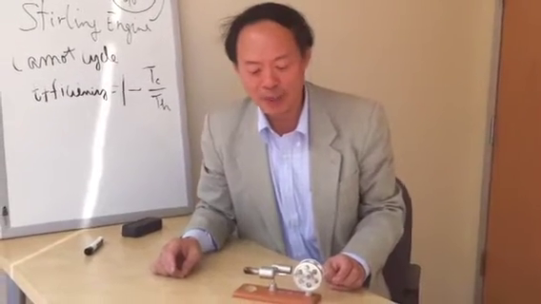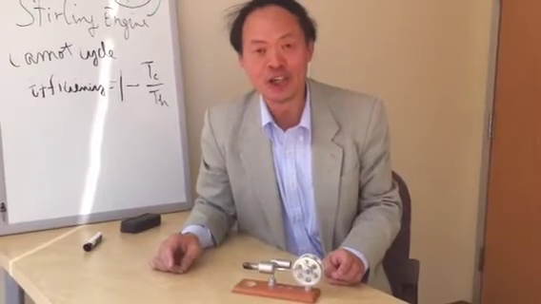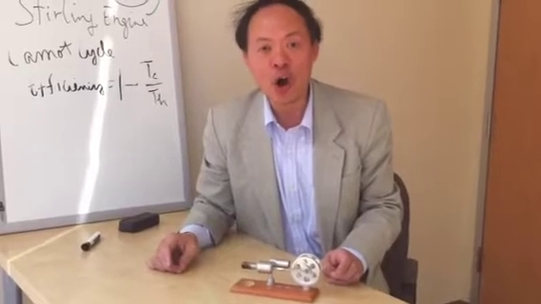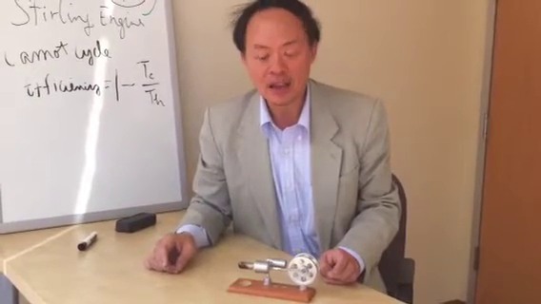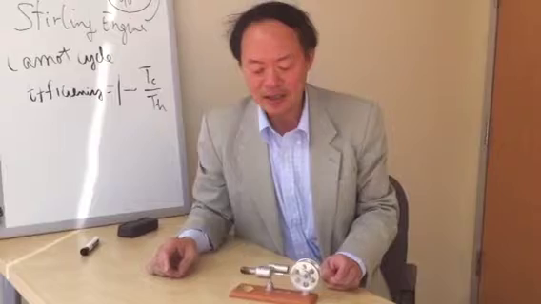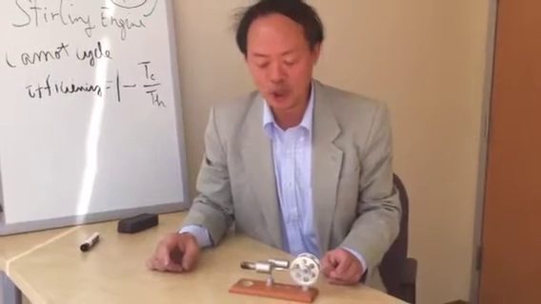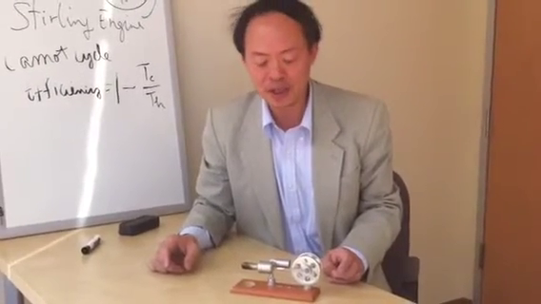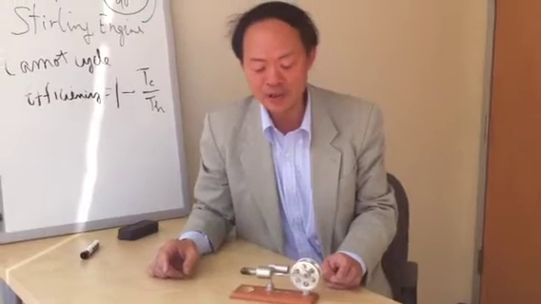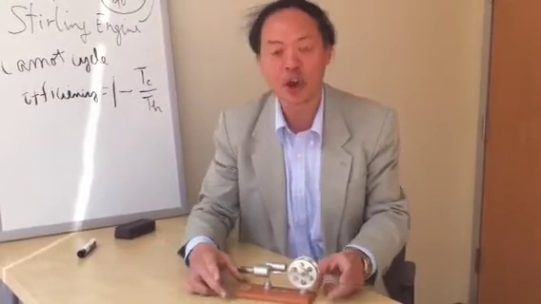It's Professor Hui explaining how you can use a Stirling engine to convert a heat source into kinetic energy. And then the kinetic energy can be used to generate electricity by driving an AC generator. Now, what is a Stirling engine?